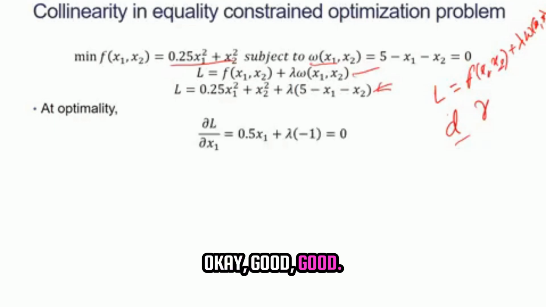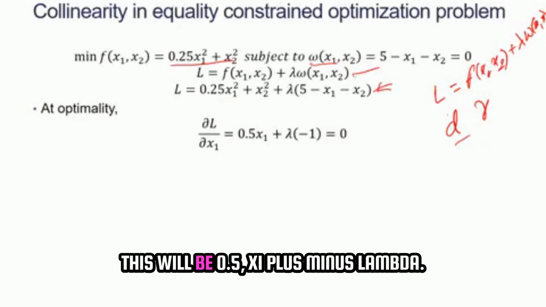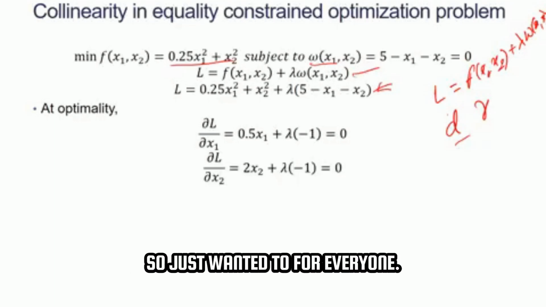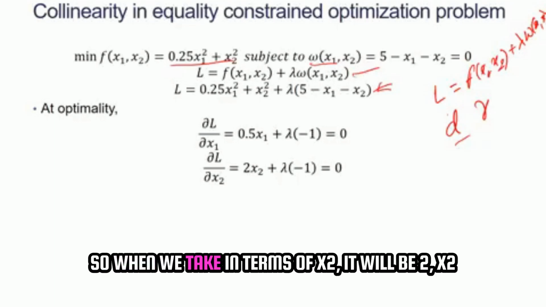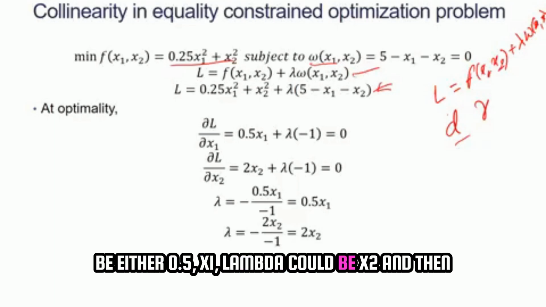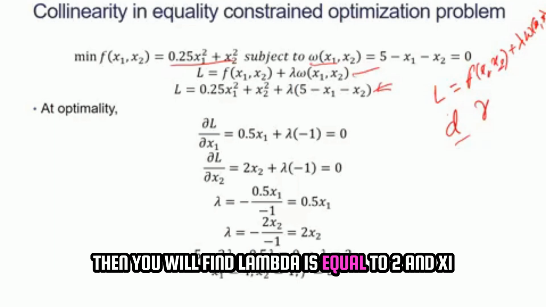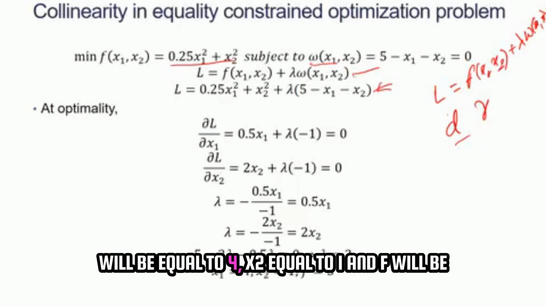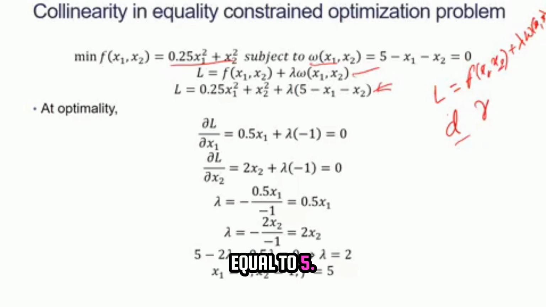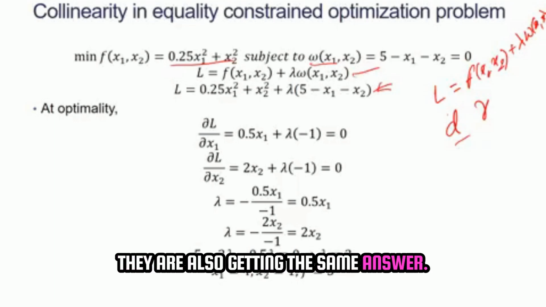Okay, good. So if you take the derivative of the Lagrangian in terms of x1, this will be 0.5 x1 minus lambda. Yes, your answer is correct. I just wanted to show it for everyone. When we take it in terms of x2, it will be 2x2 minus lambda equal to 0, and lambda could be either 0.5 x1 or 2x2. Then you equate this in the equality equation, and you will find lambda is equal to 2, x1 equal to 4, x2 equal to 1, and f will be equal to 5. Clear? I hope everyone else is also getting the same answer.